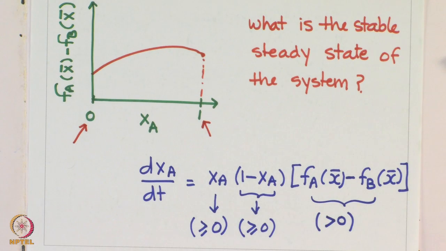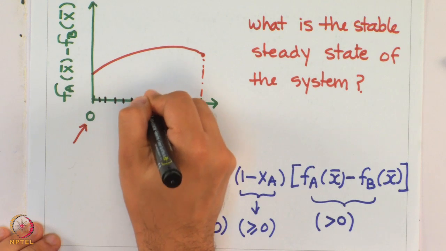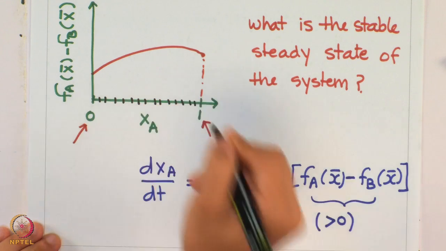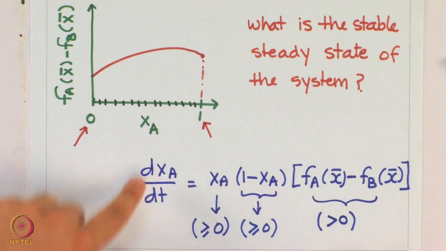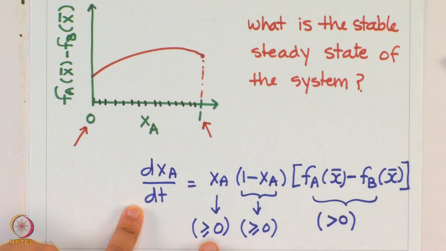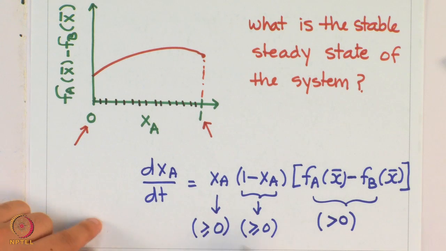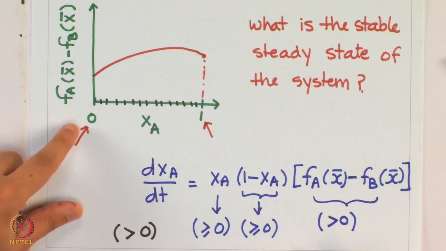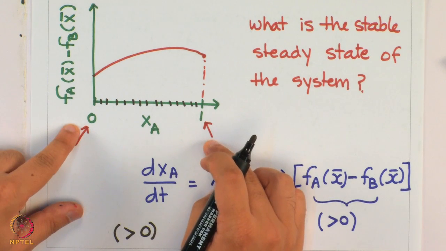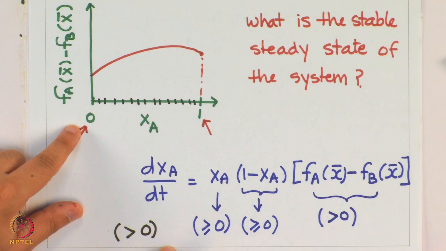But at any other value of xa, between these two extremes, if my system was present at any of these values, my dxa by dt will be a positive number times a positive number times another positive number. That means dxa by dt will be greater than 0 as long as xa is not equal to 0 and xa is not equal to 1. For any other value of xa, dxa by dt is greater than 0.